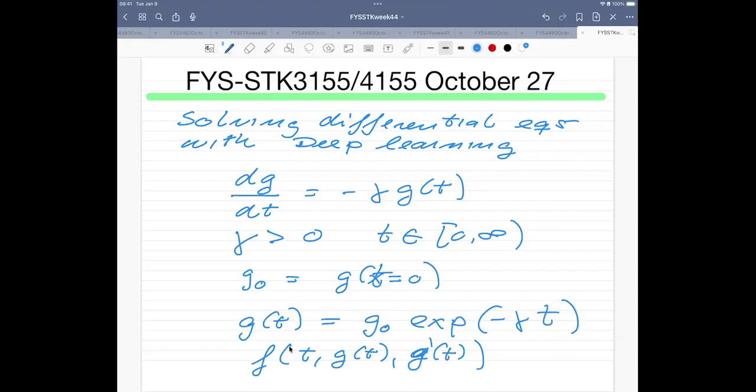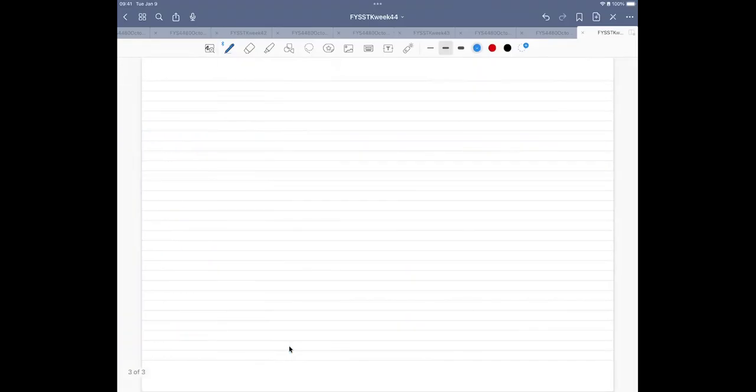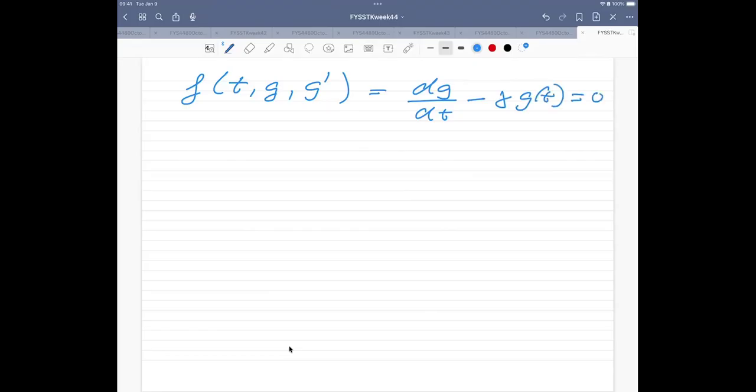It seems that everybody has written it down. So this function, let's just repeat it here. This function of t, and then I just write it like g of g prime, is actually given by dg of dt minus gamma of g of t, and that is equal to 0. So we actually want to drive this equation to 0. That's essentially what we are doing now.